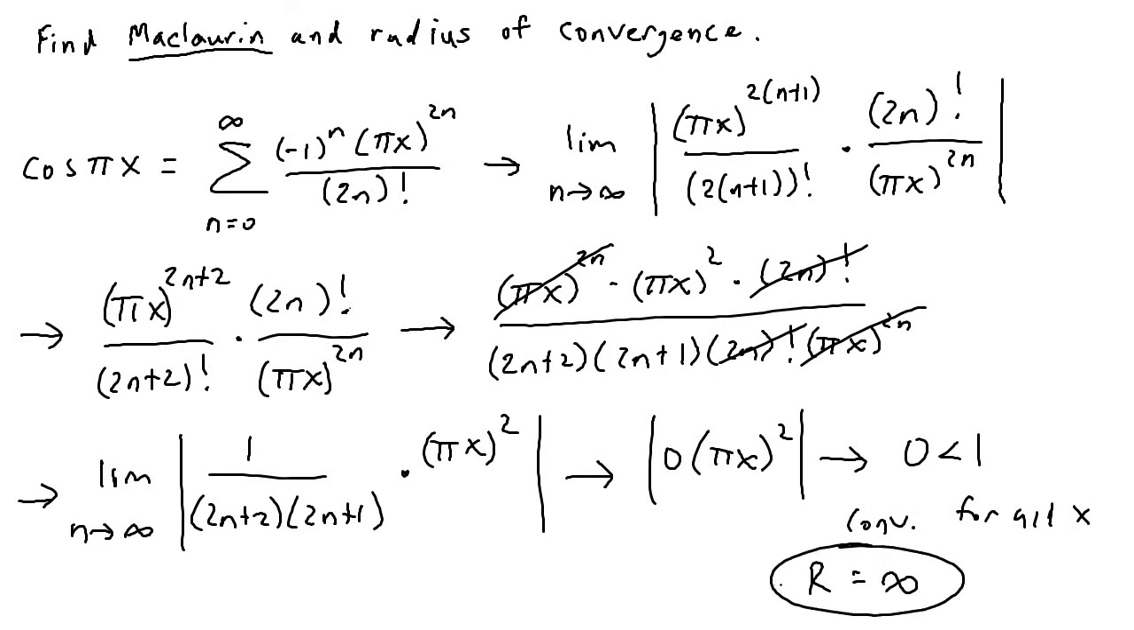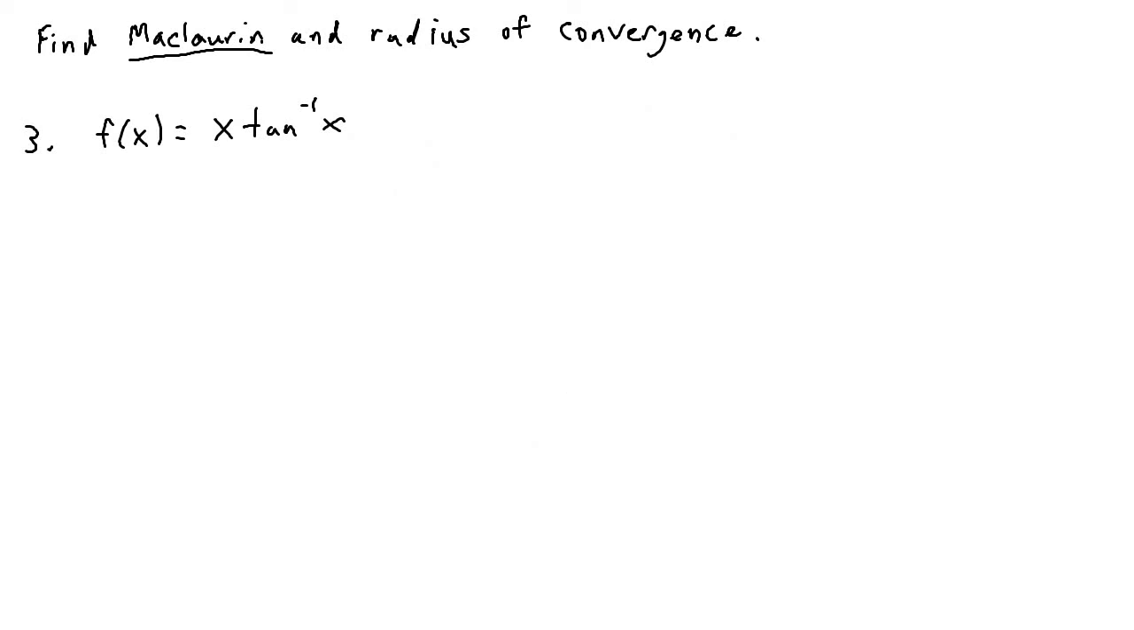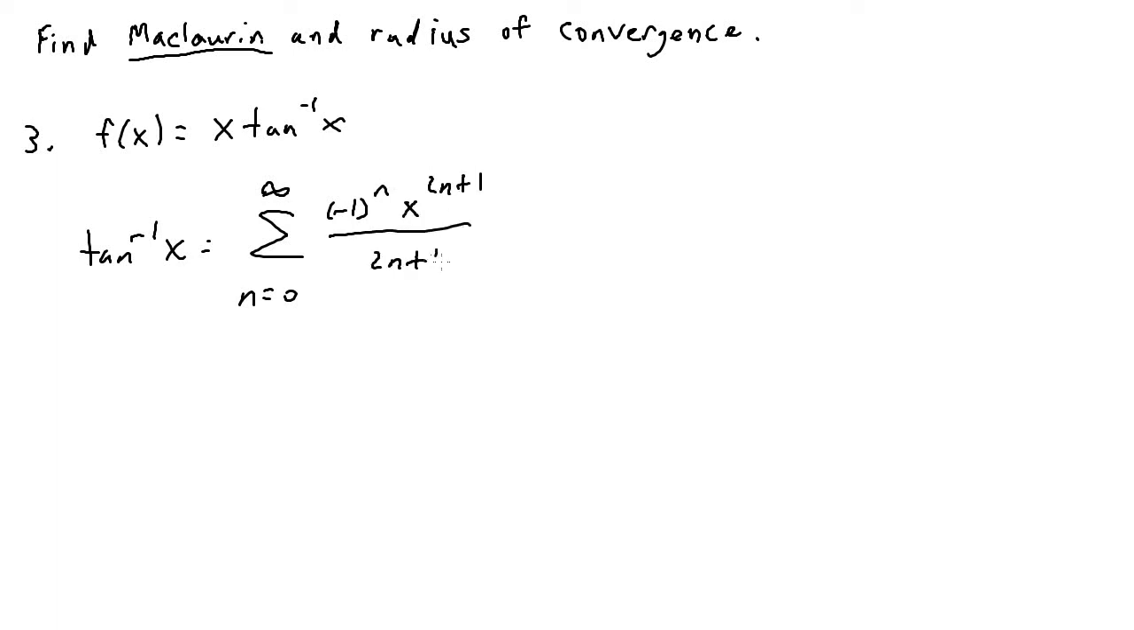So now for number 3, let's find the Maclaurin series and radius of convergence of x times the inverse tangent of x. So if you know the Maclaurin series of inverse tangent of x, the shortcut of it is the series from n equals 0 to infinity. Now remember, the Maclaurin series of inverse tangent of x is exactly like sine, just without the factorial. So it'll be from negative 1 to the n times x to the 2n plus 1 over 2n plus 1. So if it was sine of x, it would just have 2n plus 1 factorial, but since it's inverse tangent, we can remove that factorial.